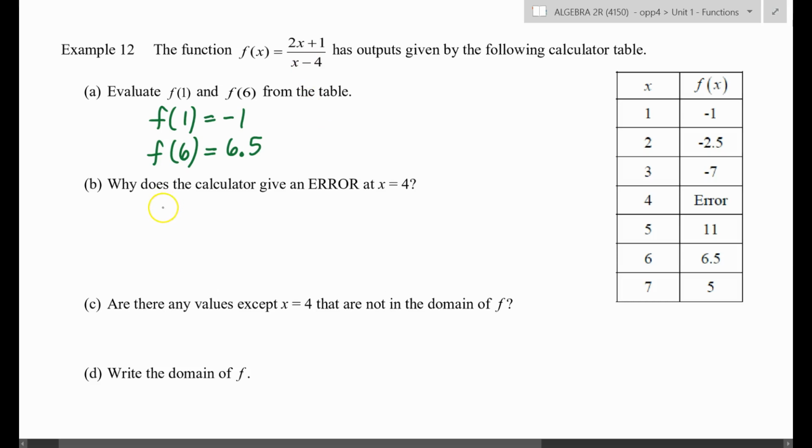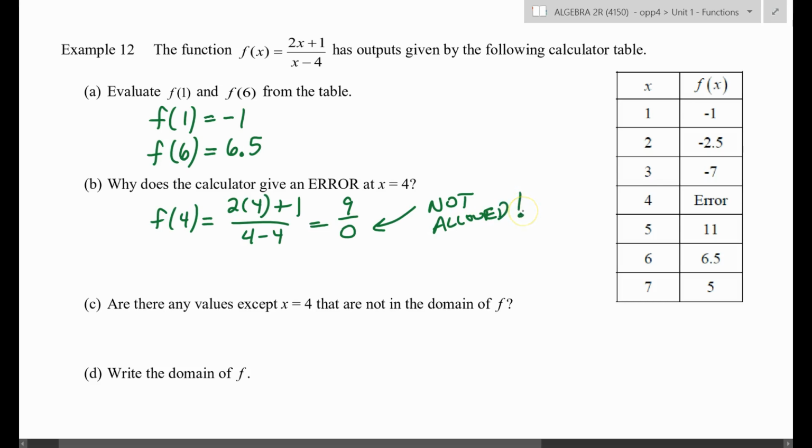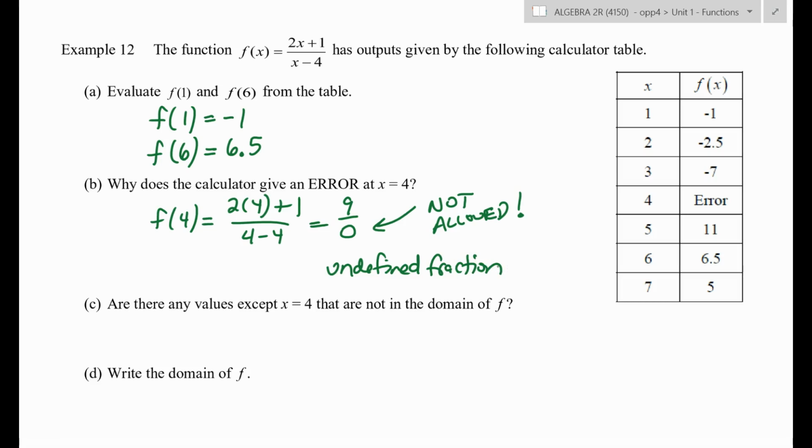No. So when I evaluate f of 4, I get 2 times 4 plus 1 over 4 minus 4, which is 9 over 0. And this is not allowed, right? So this is what's called an undefined fraction, which means that it does not exist. It doesn't happen. It doesn't work. Can't do it.